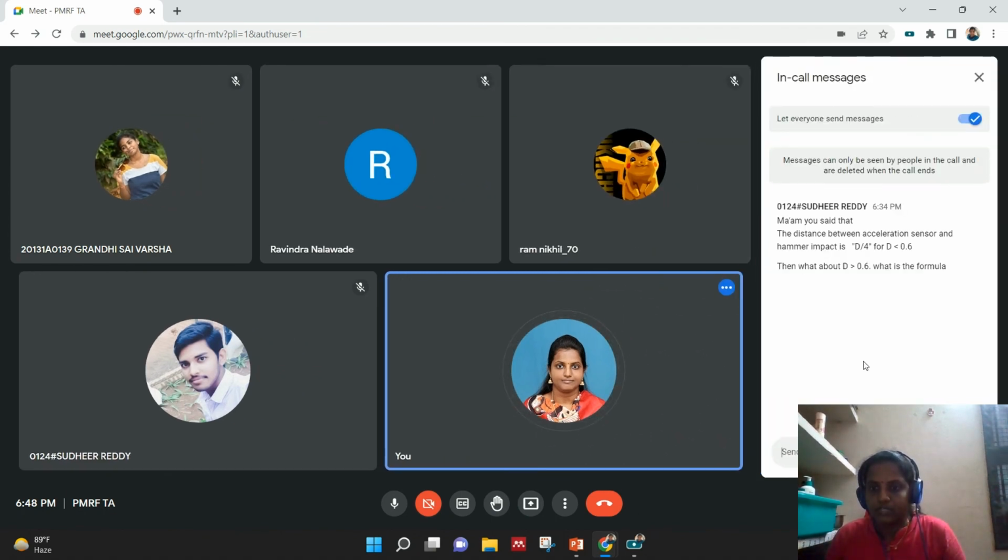Ma'am, you said the distance between the acceleration sensor and the hammer impact is D by 4 for D less than 6. Then what about D greater than 6? Actually, there is no formula for that. They have just given that at the center you will have the hammer impact, and surrounding it at equal distances from the center, in a triangle formation, you can place the acceleration sensors. So there is no specific formula for that.